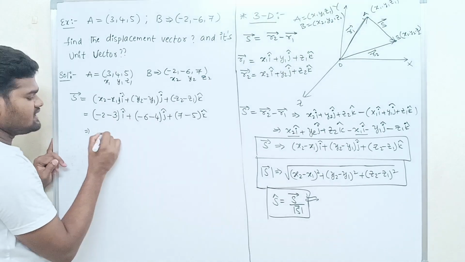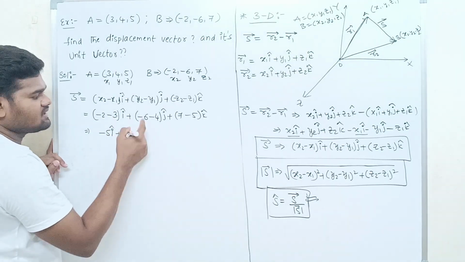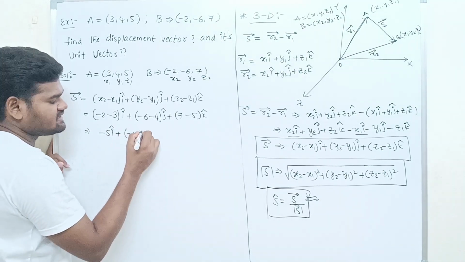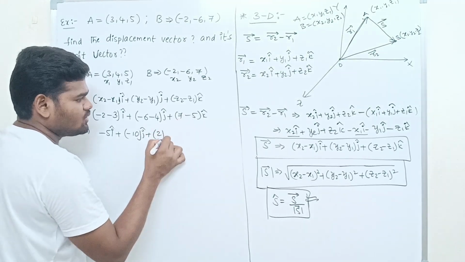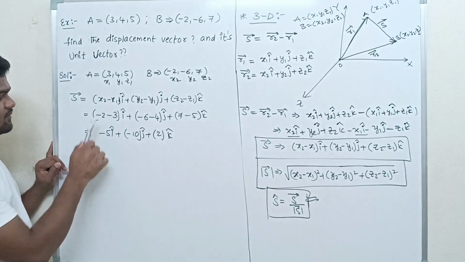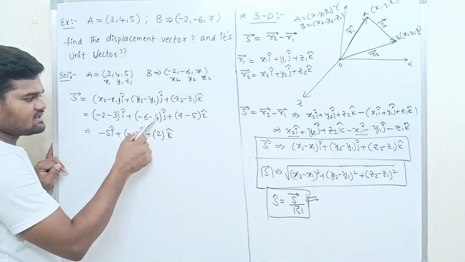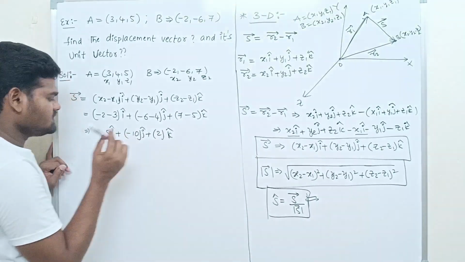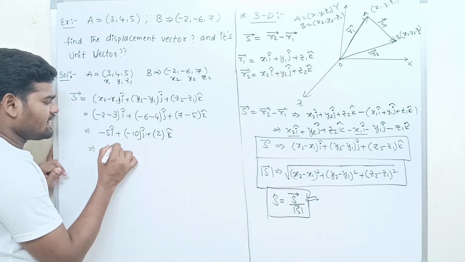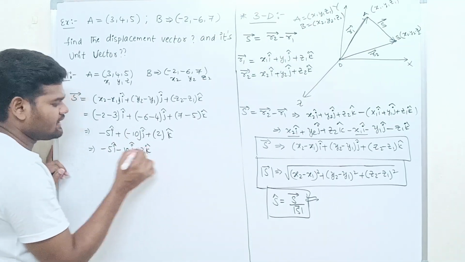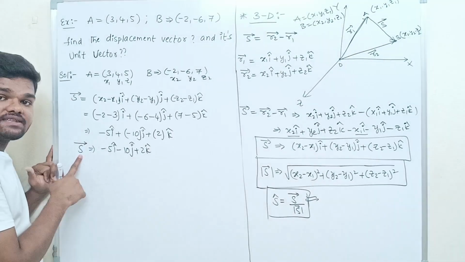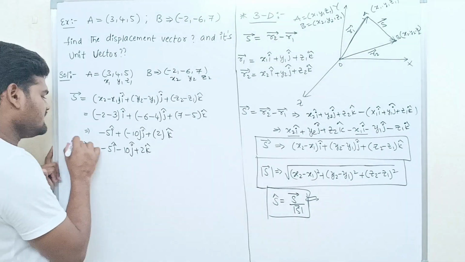So (-2 minus 3) is -5 i cap, plus (-6 minus 4) is -10 j cap, plus (7 minus 5) is 2 k cap. So minus 5 i cap minus 10 j cap plus 2 k cap. This is the displacement vector. So we got the displacement vector.